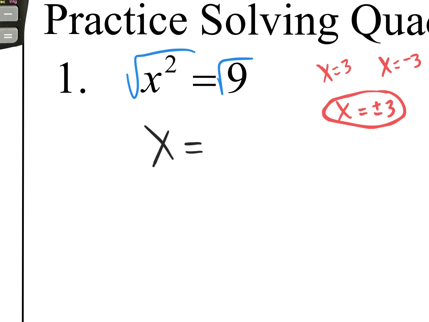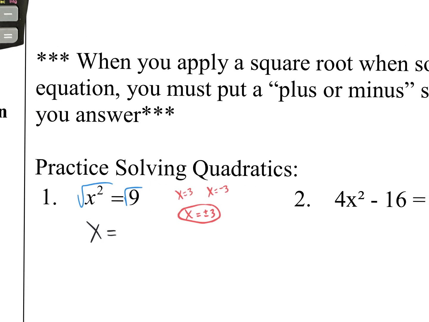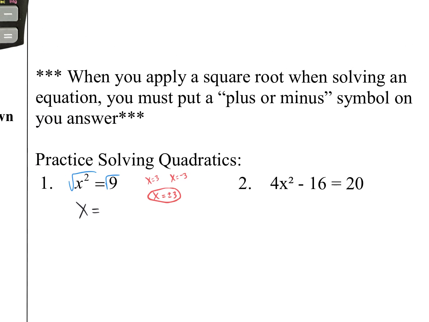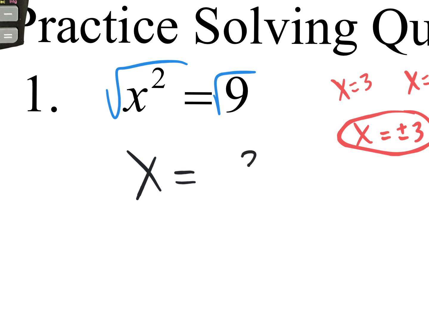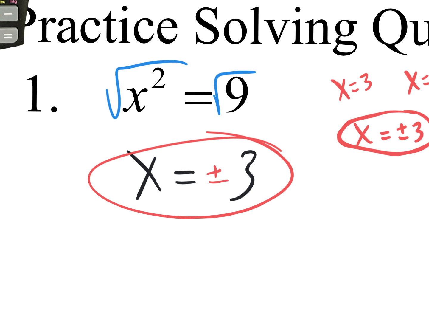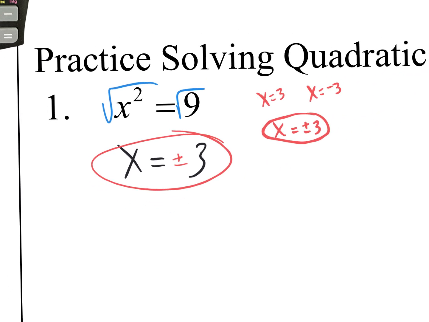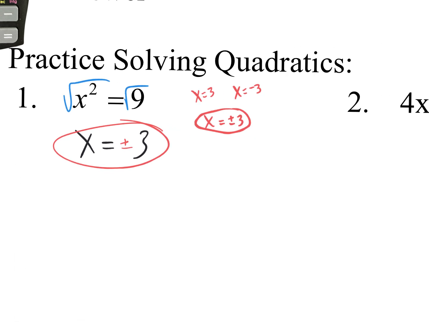X equals. Now, here's the catch. It says it up here on the instructions or on the notes. It says when you apply a square root when solving an equation, you must put a plus or minus symbol on your answer. So I applied a square root, and right here it's a square root of 9. The answer is 3, but I need to put a plus or minus in front of my answer. And that's what provides us the complete answer, x equals both +3 and -3. Make sense? I hope. Okay, so you solve the way you always do, but whenever you do apply a square root, just make sure that you put a plus or minus in front of your answer.